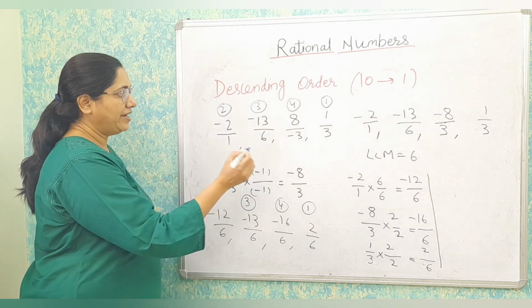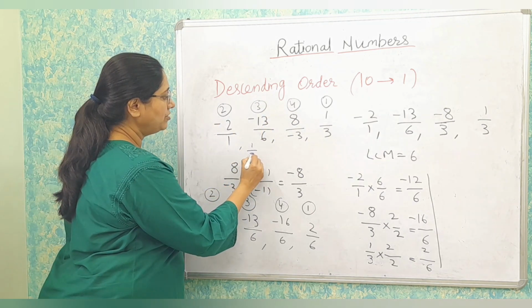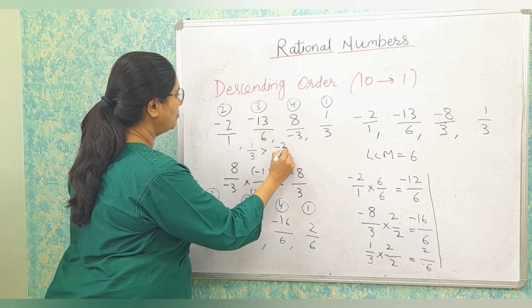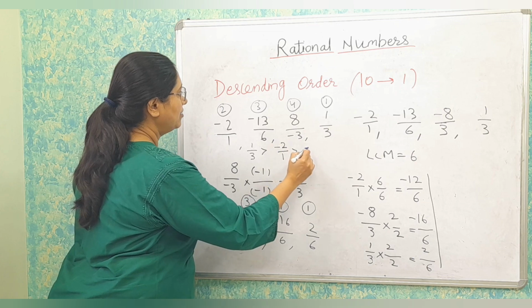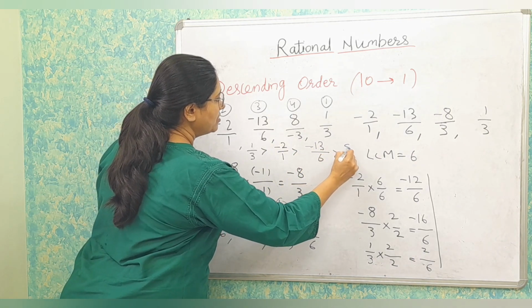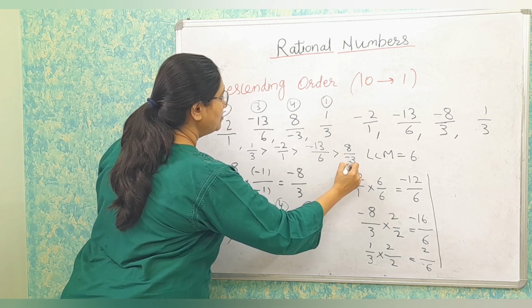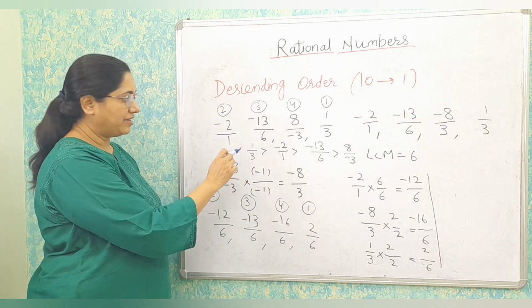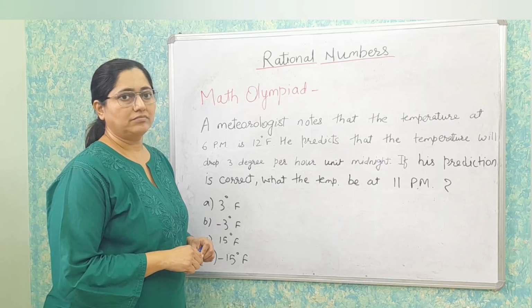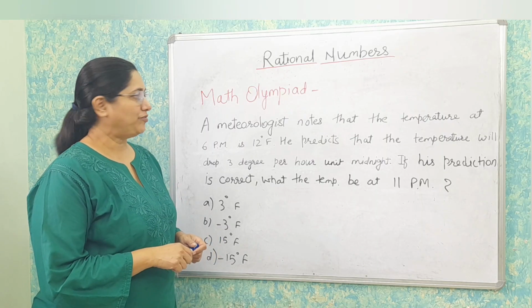But first we will write it as 1 upon 3 greatest, then -2 upon 1, then -13 upon 6, and the last one is 8 upon -3. 1 upon 3 is the greatest and 8 upon -3 is the smallest. Let's move to the last part of the video.